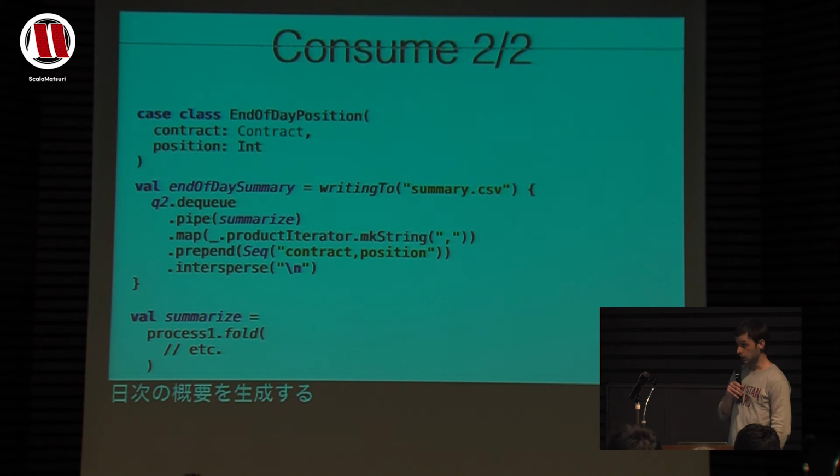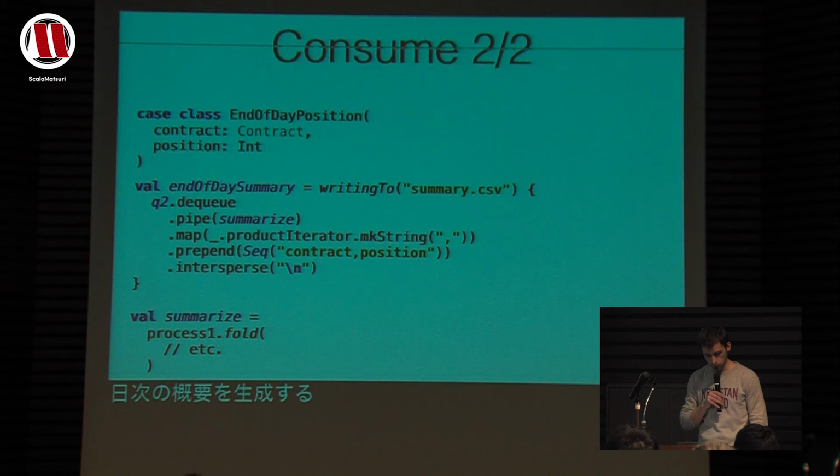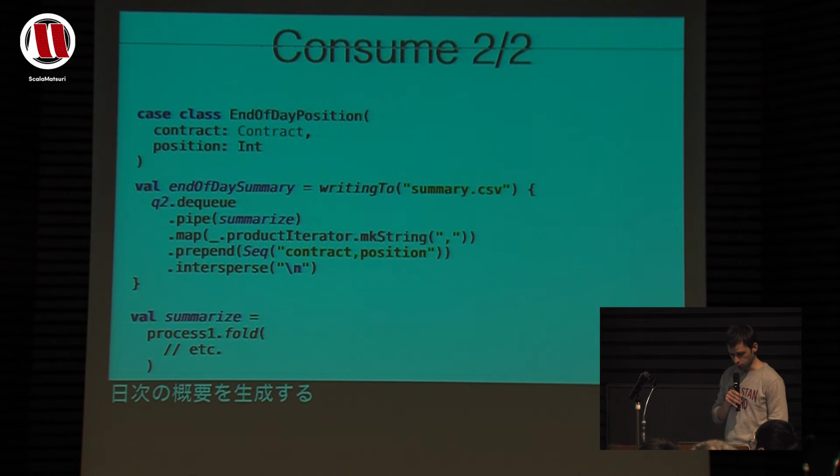And the second time, finally we have to implement a new report. In this case, we start with an end of day position case class, which has a contract and a position. And then instead of dequeuing from Q1, this time we dequeue from Q2. And we pipe the whole thing into something called summarize, which I will introduce later on. And then we do the whole happy dance again of turning a case class into something that we can write out as a CSV file.